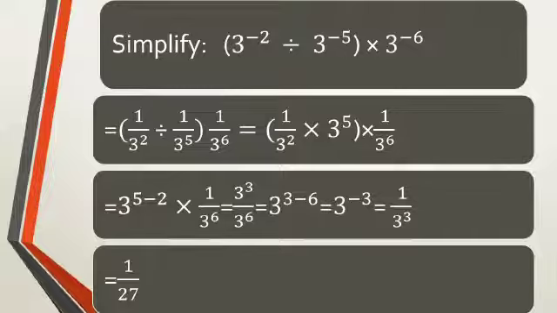1 by 3 power 6 equals 3 cube by 3 power 6, equals 3 power 3 minus 6, equals 3 power minus 3, which is equal to 1 by 3 cube, equals 1 by 27.